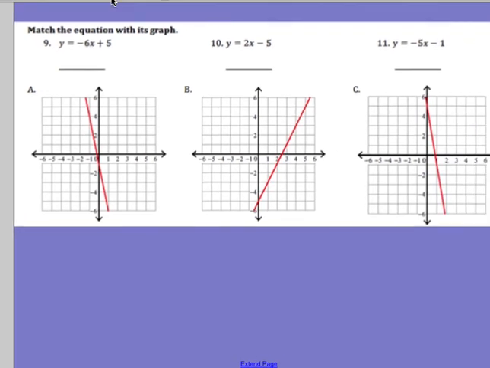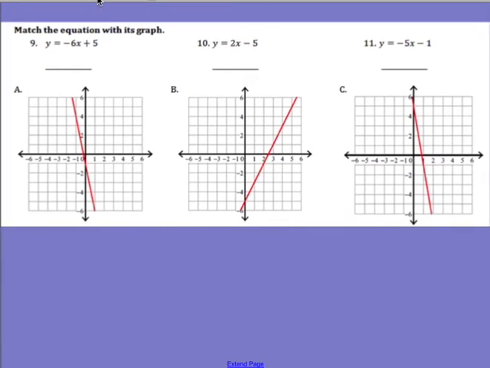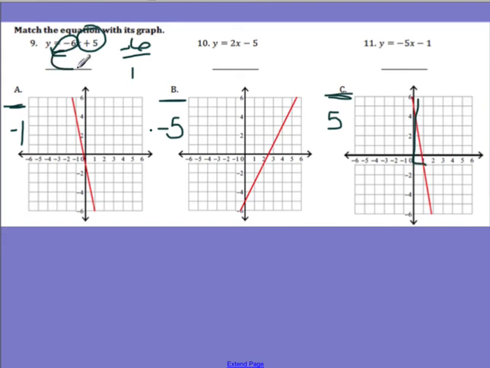Let's take a look at this last multiple choice problem. We want to match it with its graph. For number 9, I see this plus 5 here. That tells me that the y-intercept is 5, so we're crossing the y-axis at 5. Looking at A, B, and C, this one crosses the y-axis at -1. That's not what I want. This crosses the y-axis at -5. That's not what I want. This crosses the y-axis at 5. Let's check to make sure the slope is right. Here it says the slope is -6, and keep in mind that -6 can be the same as -6/1. So we're going down 1, 2, 3, 4, 5, 6 over 1. So C is my answer for this one.